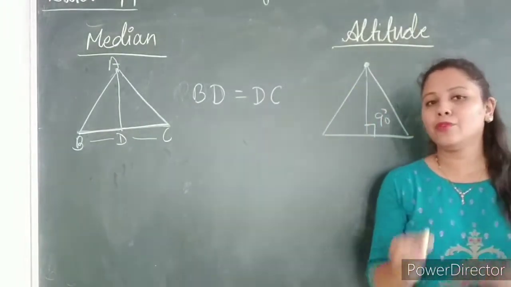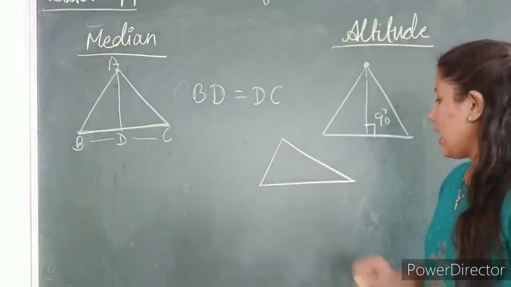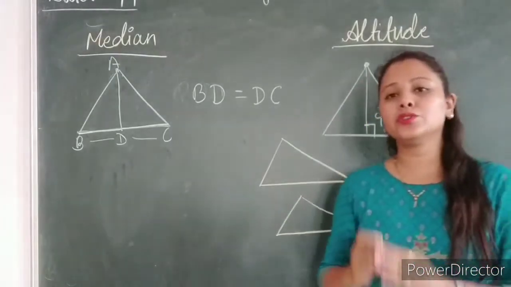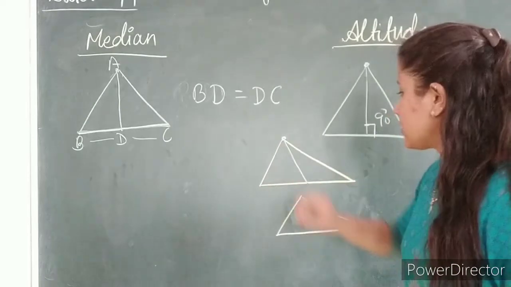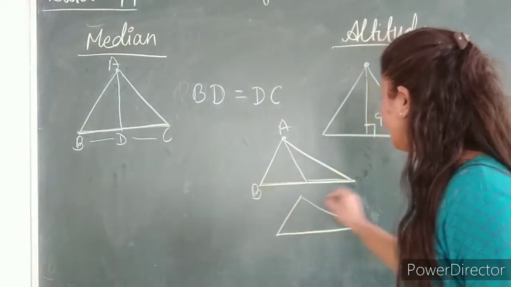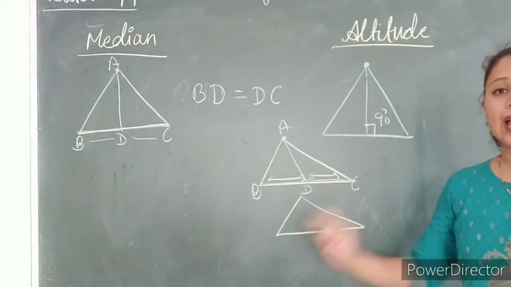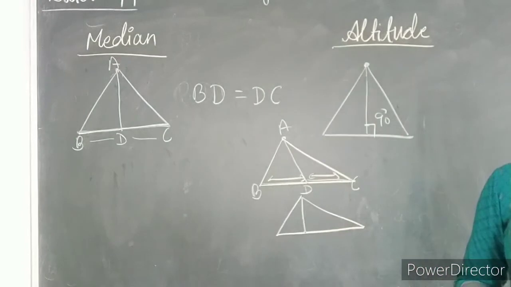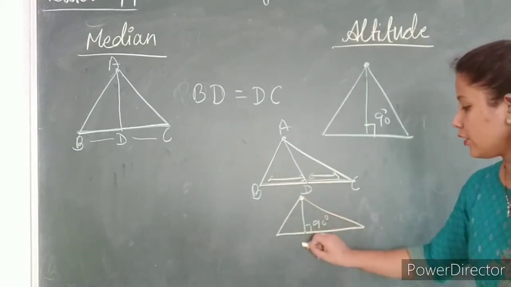You can understand this with an example also. Suppose you have a triangle like that. I am drawing this triangle 2 times. If I want to draw a median, I will draw like that. That is a median, which passes through this vertex and divides the opposite side into two equal parts. Suppose that is A, B, C, this one D. So here BD is equal to DC. That is your median. But if I am talking about the altitude, your altitude is like that. So that is 90 degrees. It passes through this vertex and is perpendicular to the opposite side.